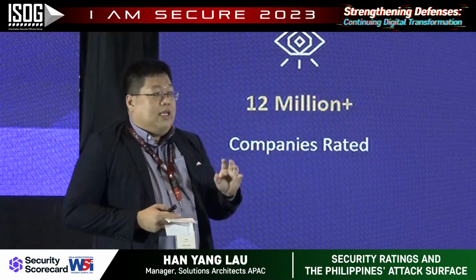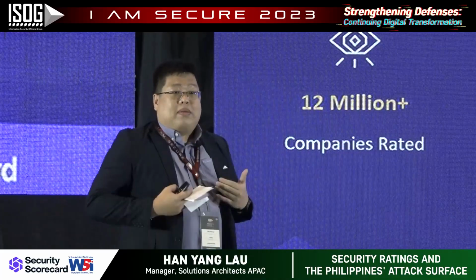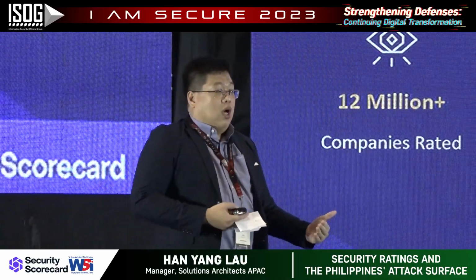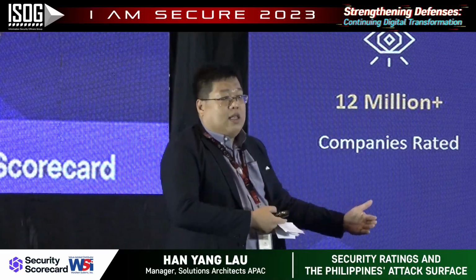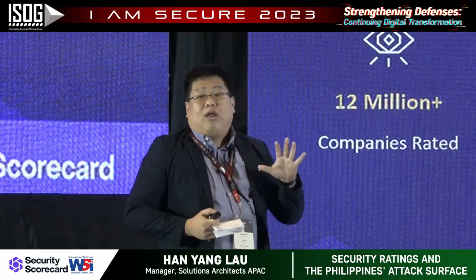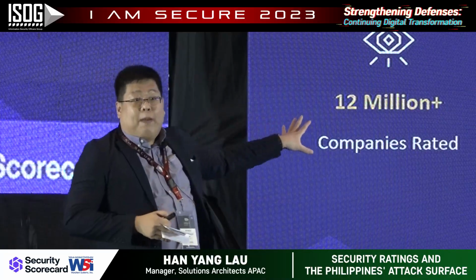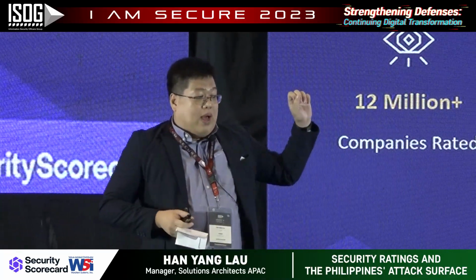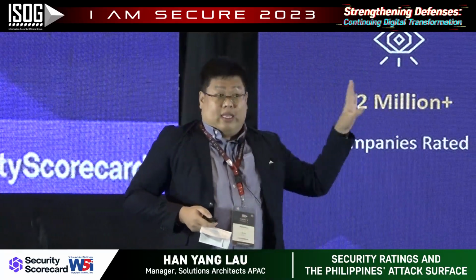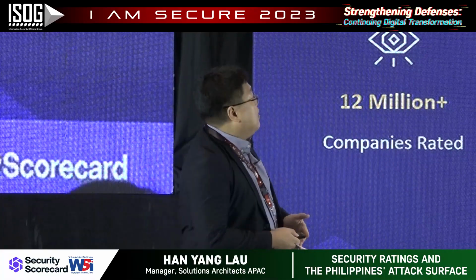But more importantly, the grades, A to F, represent the likelihood of breach. If a company is F, they are 7.7 times more likely to be breached. We're so confident in this, we have a 99% accuracy on that, and we are able to guarantee this as well. So we have a guarantee behind this.